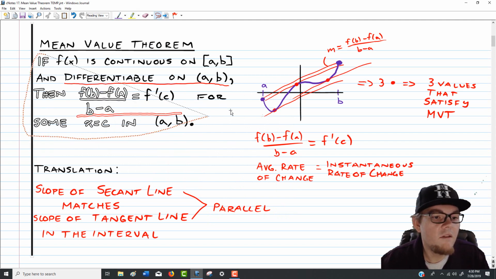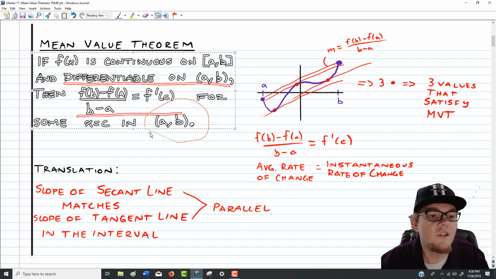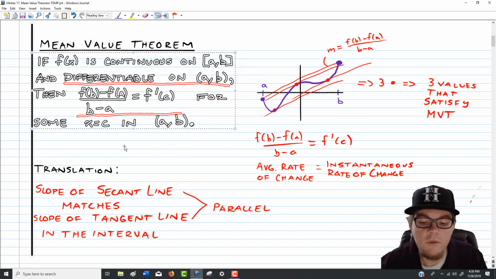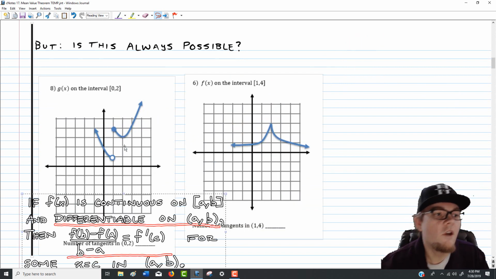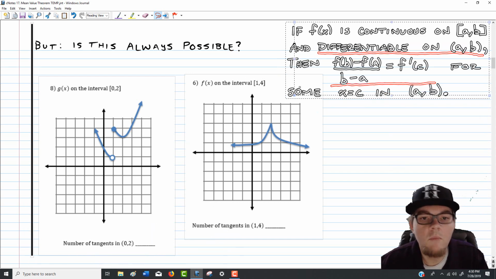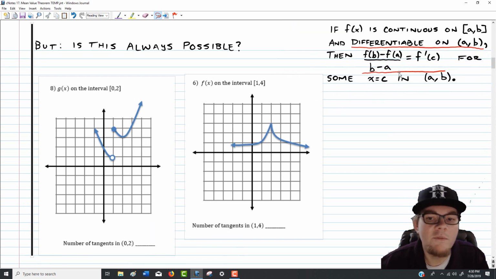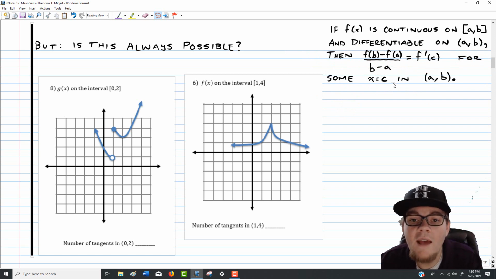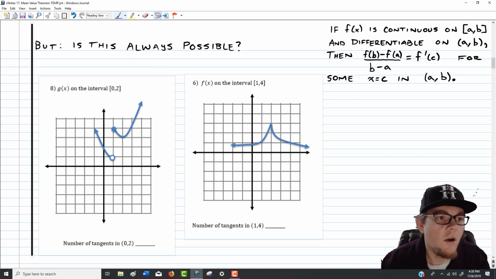But keep in mind, the mean value theorem doesn't say that this is true for every single function in the world that we're ever going to run into. In fact, there are restrictions. So the question to ask yourself really briefly is, well, is this always possible? And more importantly, since you realize it's not going to always be possible, otherwise it'd be a dumb question to ask, it's worth pointing out that we should think about when it doesn't work.